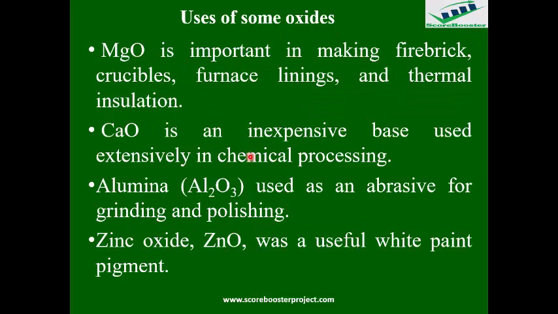Uses of some of the oxides. Magnesium oxide is a very useful oxide. It is used in making firebrick, crucibles, furnace lining, and thermal insulation. This is because of its stability, because it is very, very stable. You can see all this usefulness.